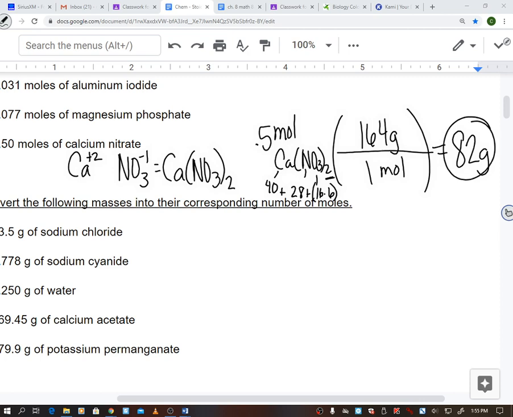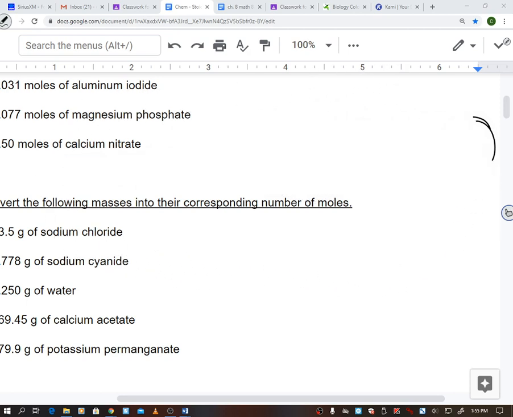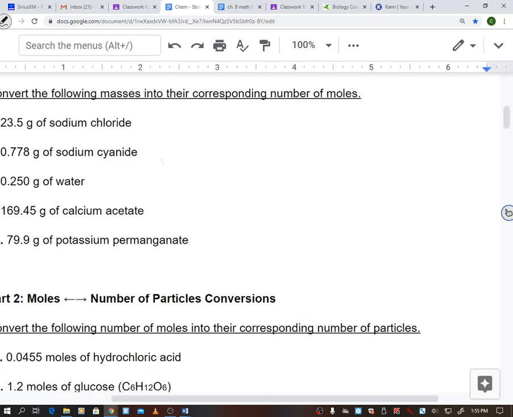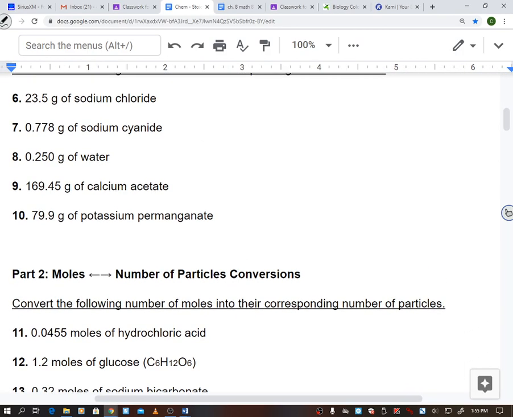All right, so that's your simple 1 steps. Now the next ones are also 1 steps because you're doing the opposite. Here we were going from moles to grams, and now I'm going to go from grams to moles. So I'm just going back and forth. All right, sodium chloride is Na, it's a +1. Chlorine is a -1, so it's just NaCl.